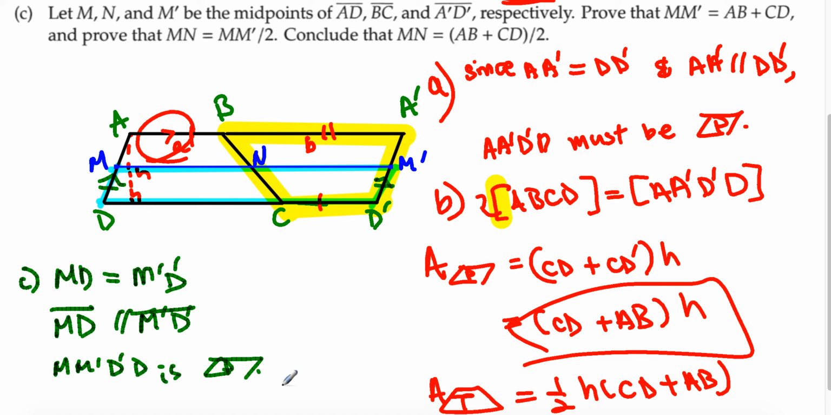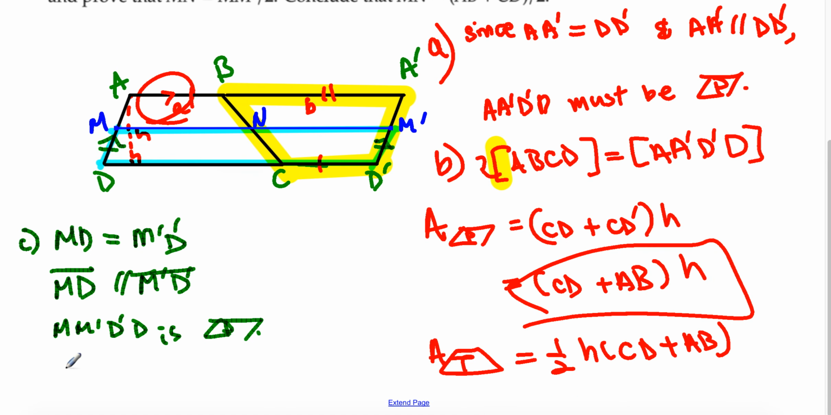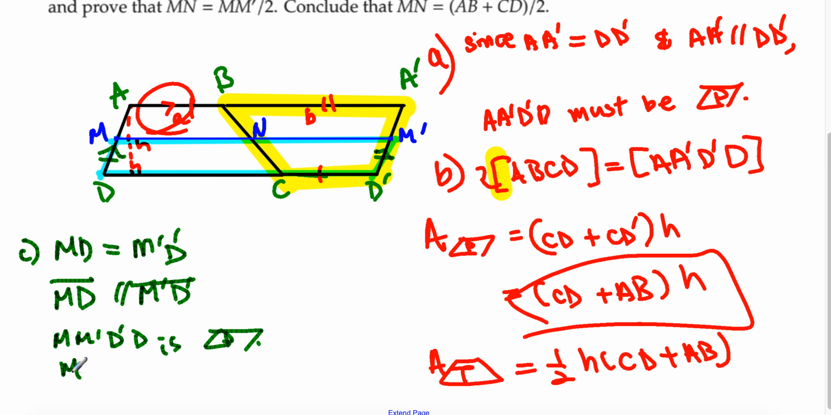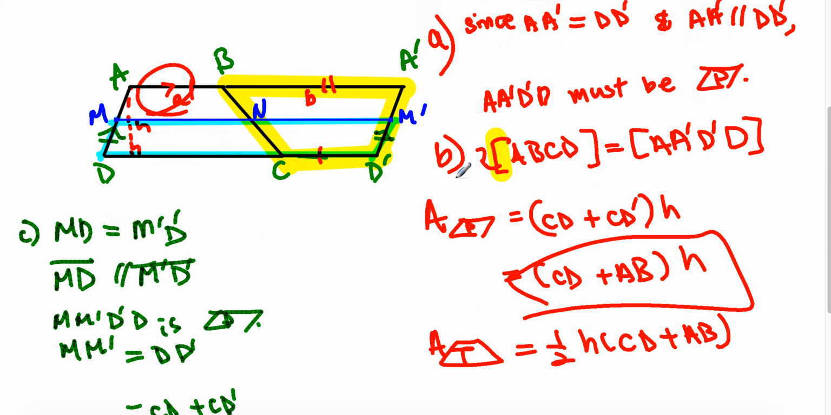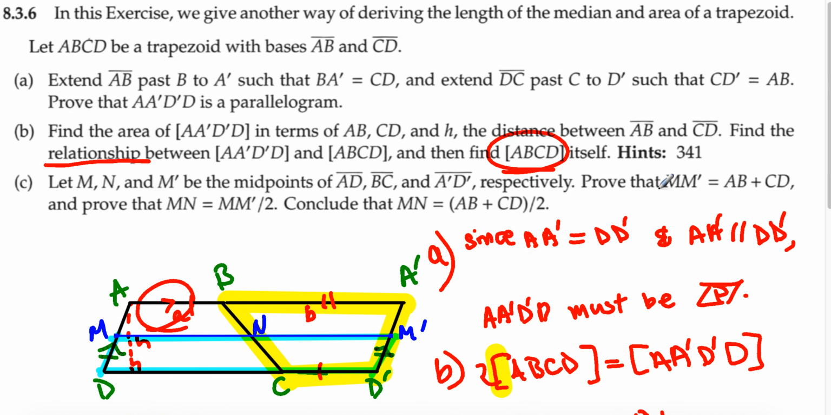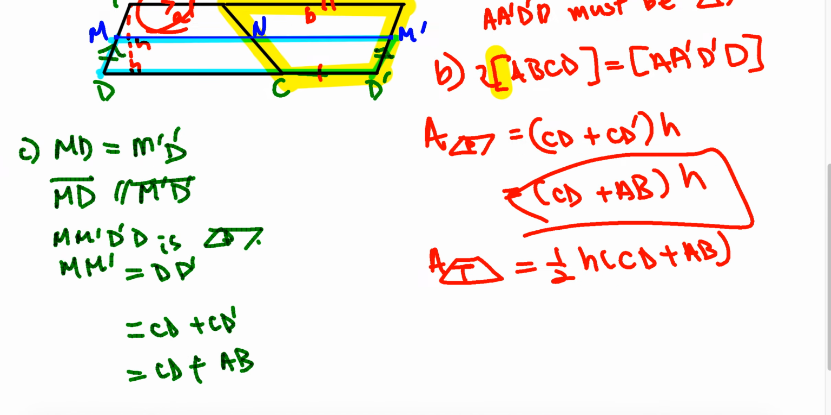As soon as we realize that it's a parallelogram, that tells us that MM prime must be equal to DD prime. But DD prime is equal to CD plus CD prime, where CD prime is equal to CD plus AB. So that's how we can say MM prime is in fact equal to AB plus CD. Now, so we did our first portion.